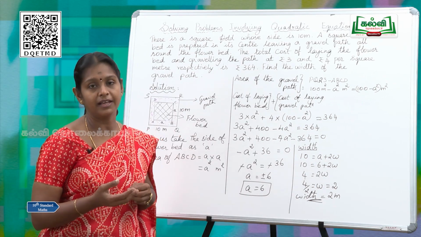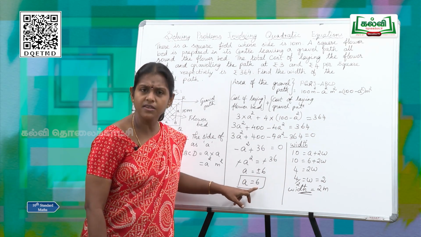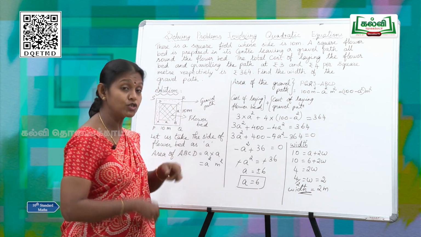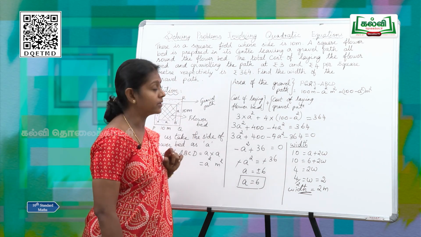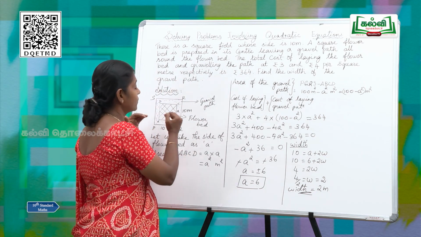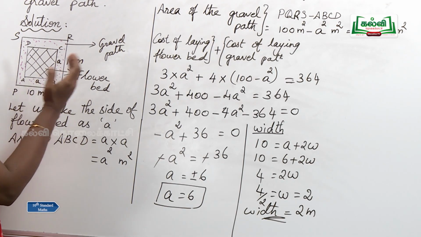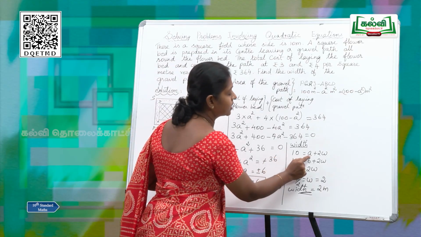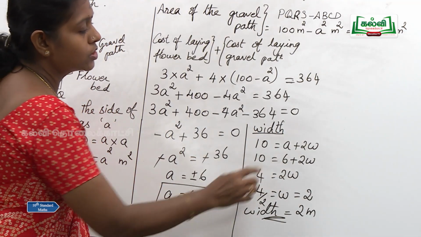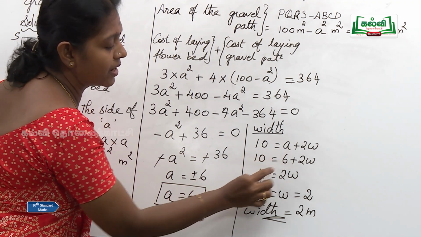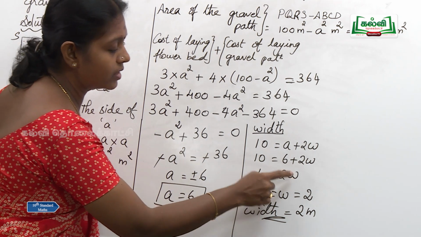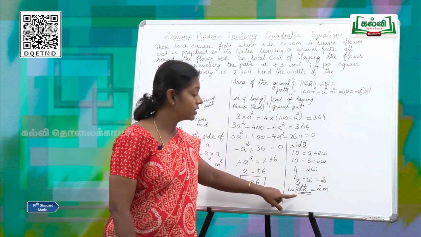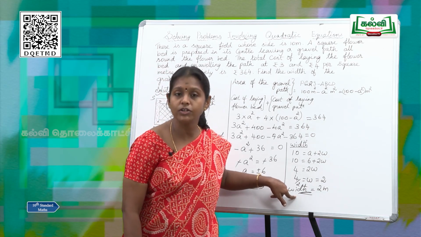Usually, we do not take the negative values. So, a value is 6. Is this the final answer? Definitely not, because a is the side of the flower bed only, but actually we have to find the width of the gravel path. What is the width of the gravel path? From this clue, see, this is 10 meter. 10 meter includes a with 2 side widths, as in the previous sum. So, 10 is equal to a plus 2w. We know the value of a, 6, so 10 minus 6 will become 4. So, 2w is equal to 4, which means the w value is 2. So, w is nothing but the width. So, the width is equal to 2 meter.